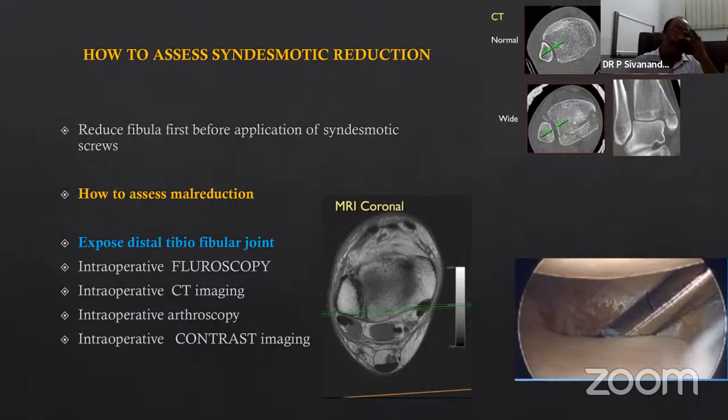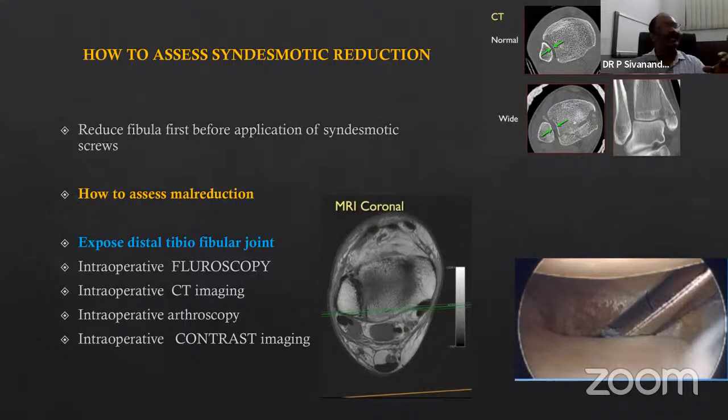On table, expose the distal tibiofibular joint. As Manoj said, most of the time we need not expose it. But in older cases, we definitely need to expose the tibiofibular joint and do debridement in that area, where you will find osteophytes and other issues. That is the indication for exposure, an open procedure for syndesmosis reduction. Then there is intraoperative fluoroscopy, where there are certain guidelines and criteria to identify whether the syndesmosis is perfectly reduced or not.